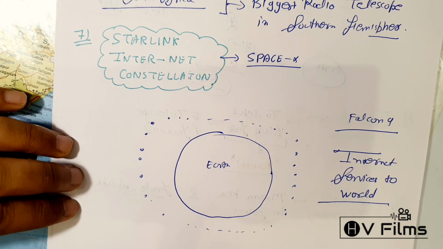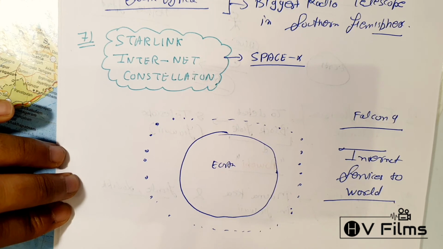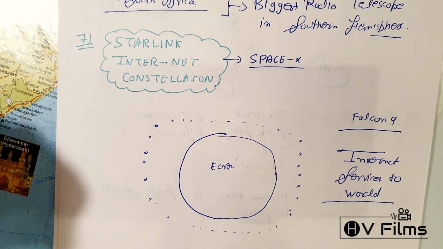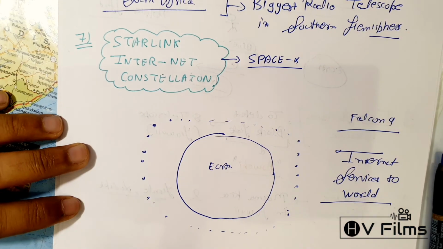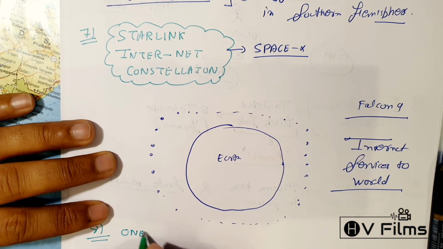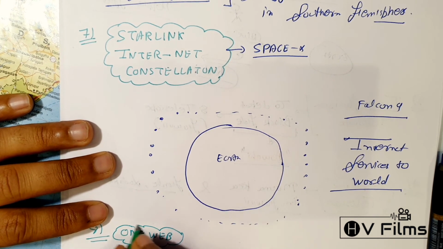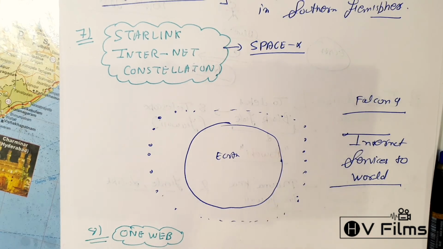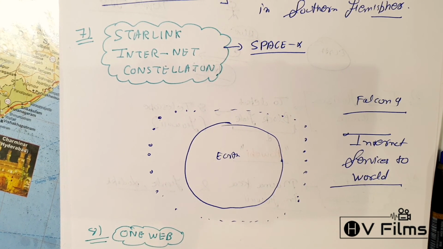Next is OneWeb. OneWeb is again a constellation of satellites in low Earth orbit, but it is not yet launched. It will be launched in 2021. So I will just write the name here. This is called OneWeb, with the same purpose of providing satellite based broadband services. So this is where we end the series on space missions.